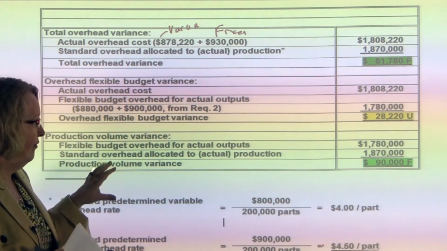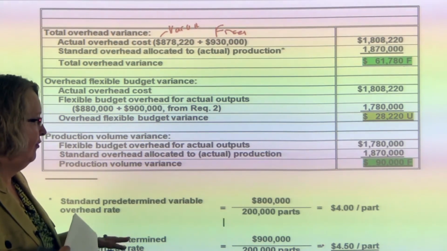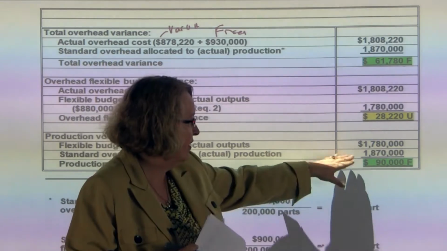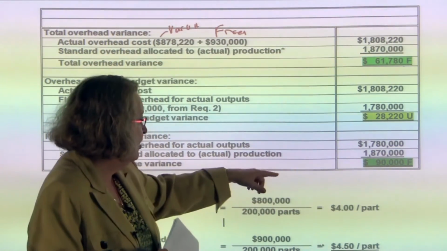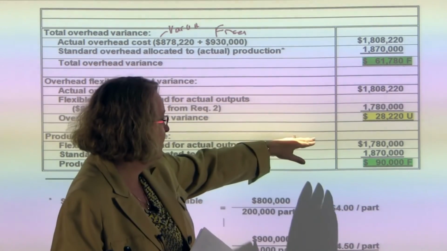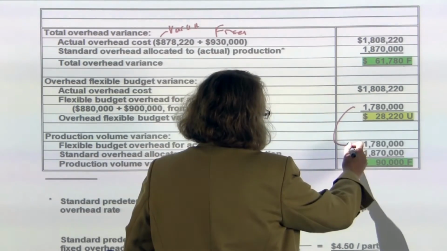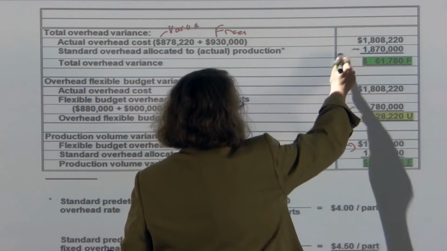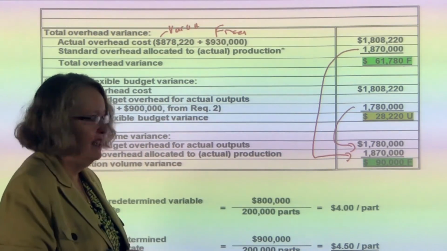Now, the volume variance accounts for a favorable outcome here. You had a variance here of $90,000, which is favorable. And again, you're just using the information of your flexible budget overhead. So this information is from here, and the 1,870,000 from here. So the difference is $90,000.